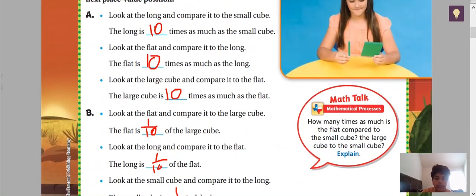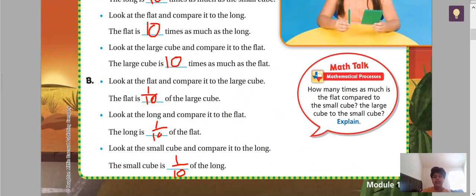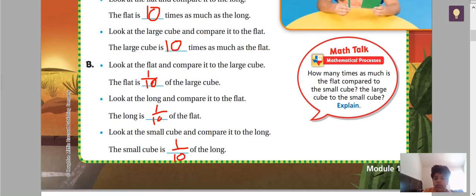Now, before we move on, let's look at the math talk. How many times as much is the flat compared to the small cube? The large cube to the small cube. I'm going to let you guys answer this question as well. Comment down below what you think the answer is. Whoever gets the closest answer will also get a shout out.